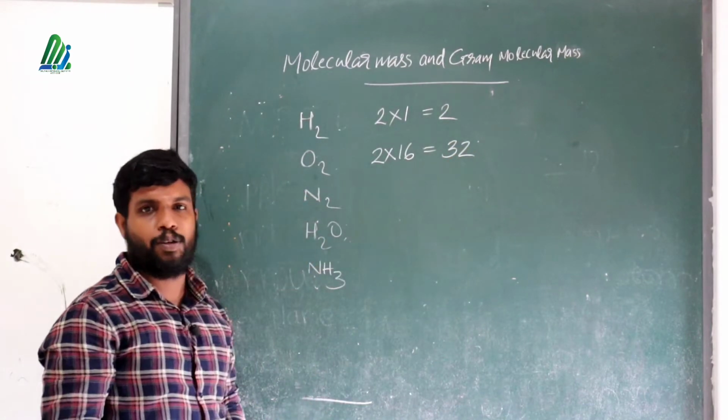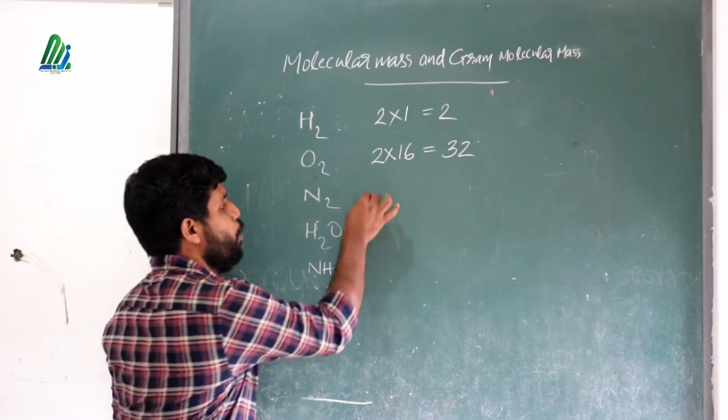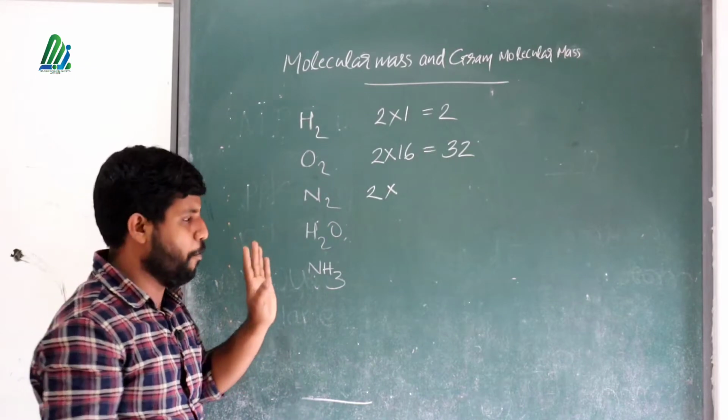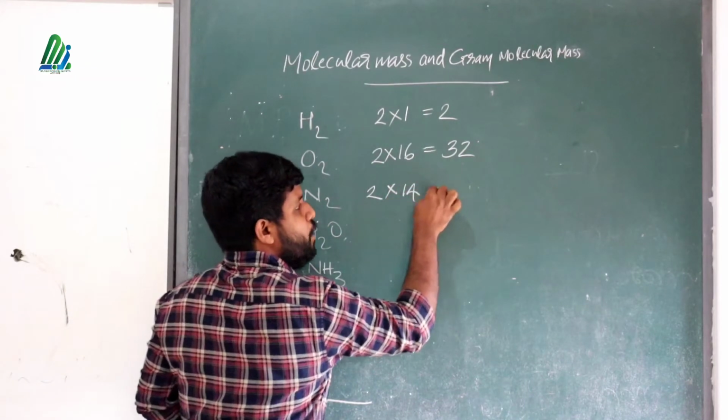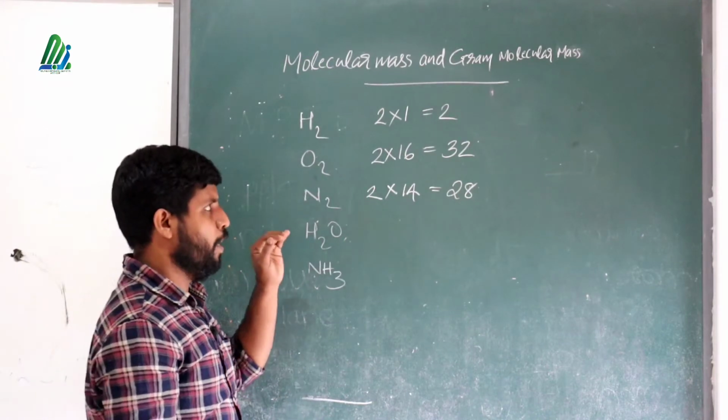Then nitrogen, we are writing as N2. How many nitrogen atoms are there? 2 nitrogen atoms. So 2 into the atomic mass of nitrogen, 14. So 2 into 14 is equal to 28. This is the way we are finding the molecular mass of these molecules.